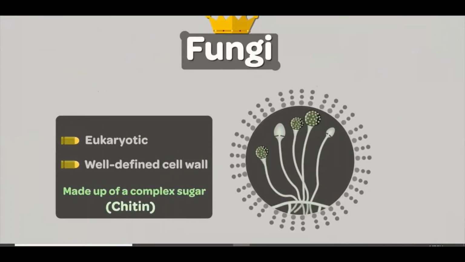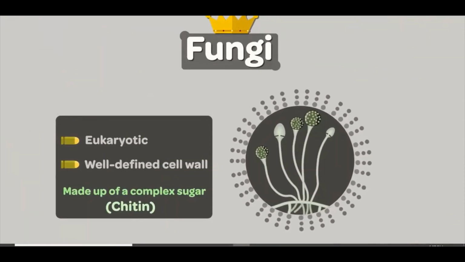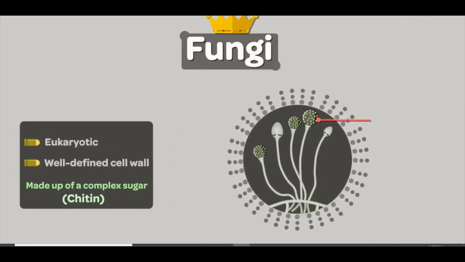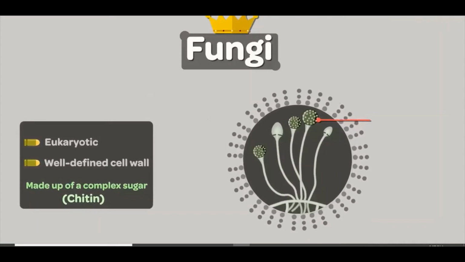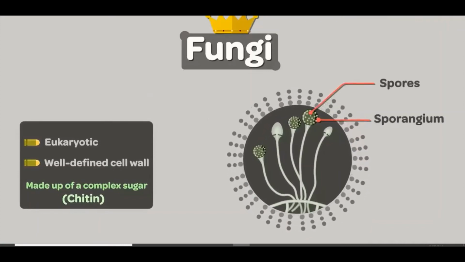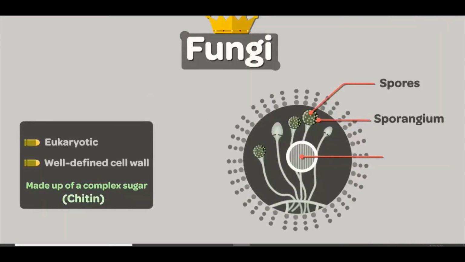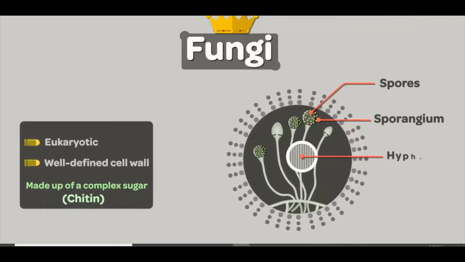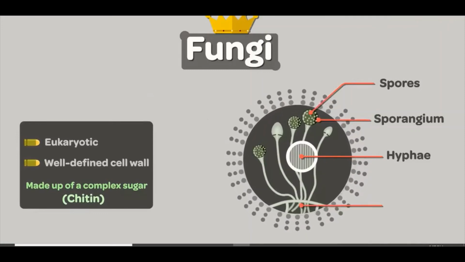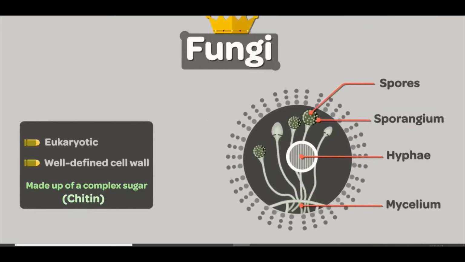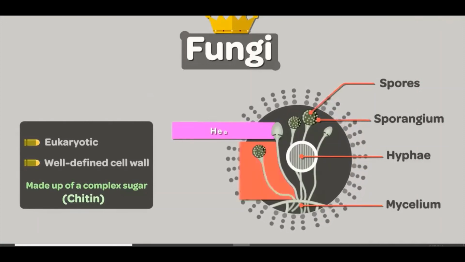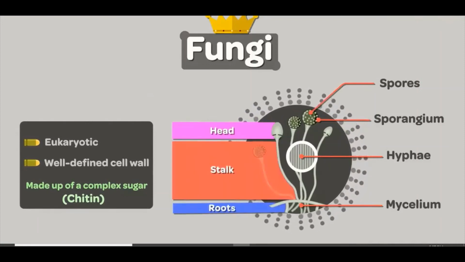The cells are generally multicellular at certain stages in their lives. This typical structure of a fungus shows the presence of a bag-like structure called sporangium containing the fungal spores. This, the fungal stalk, is made up of thin thread-like structures called the hyphae. Together, these hyphae form a network which is called the mycelium. The fungal body is usually divided into three parts as head, stalk, and roots.